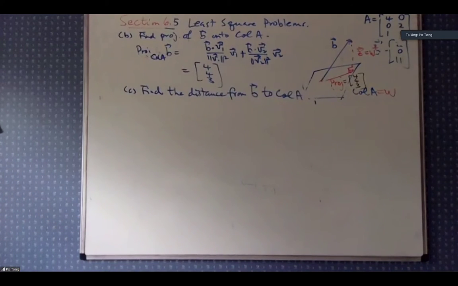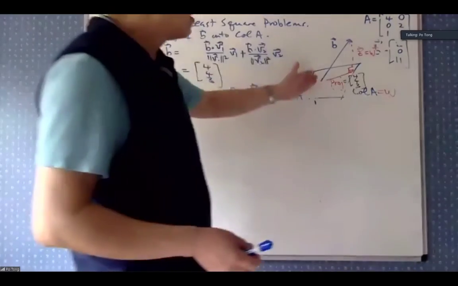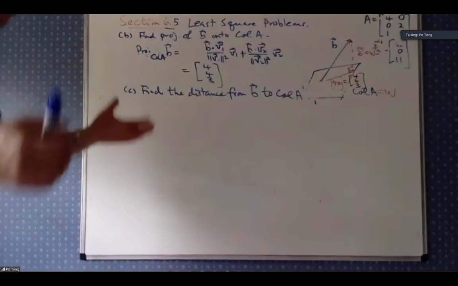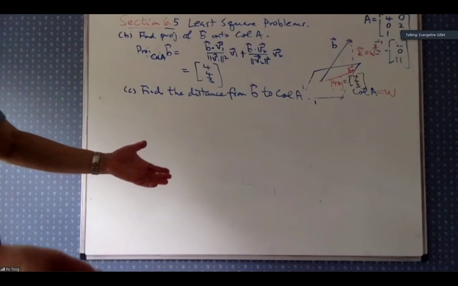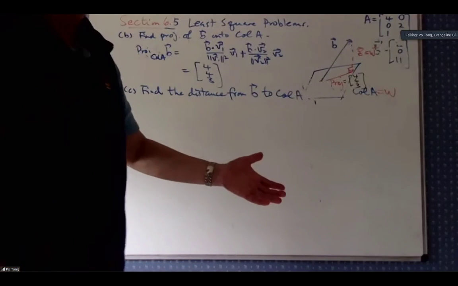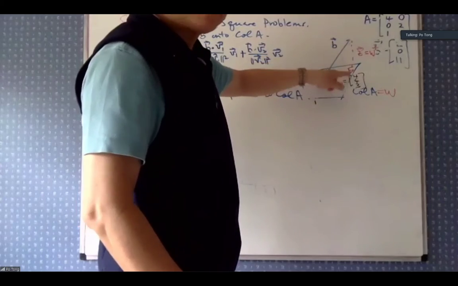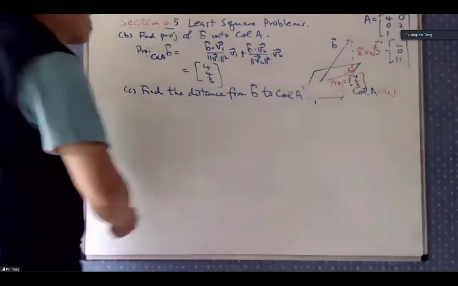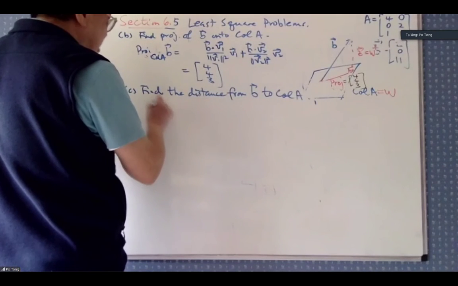So what would that be? The distance of this vector to this W, which is the column space of A, is going to be the length of some vector there. Z. The length of Z. Which one? Z, right? The length of this vector. Is it okay? It's the length of this vector.